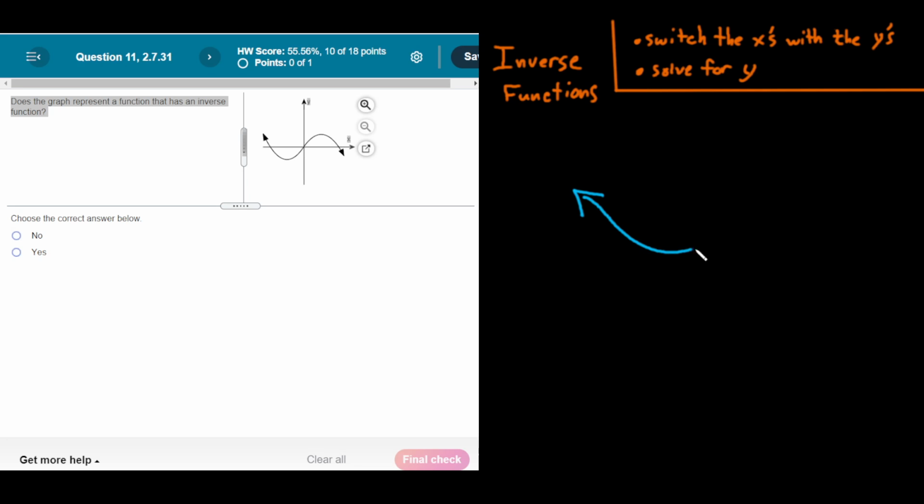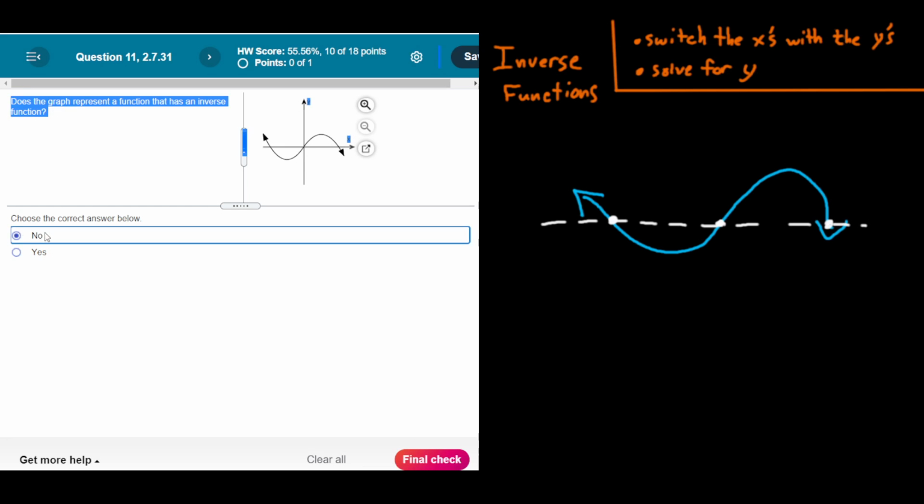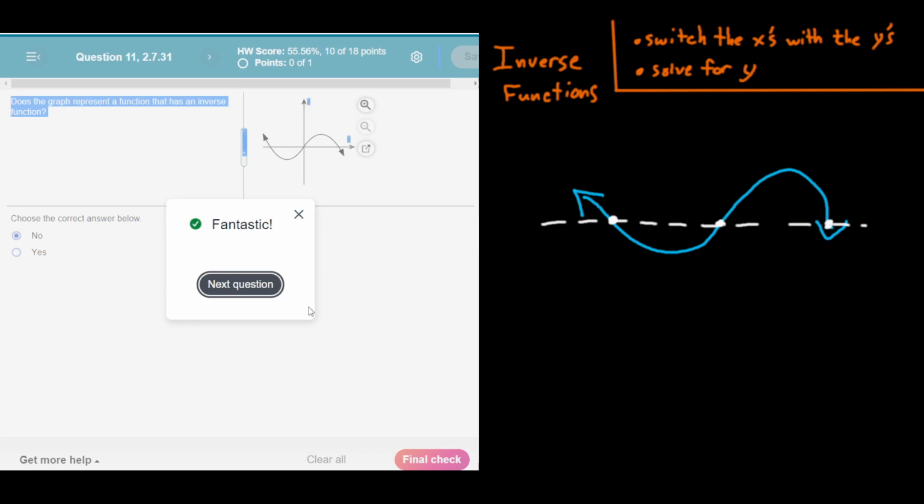Like, something like that. You don't have to be perfect. And if you run a horizontal line through it, will it hit more than once? Absolutely. It hits here, shoot, more than twice. So because it doesn't pass the horizontal line test, this is a no.